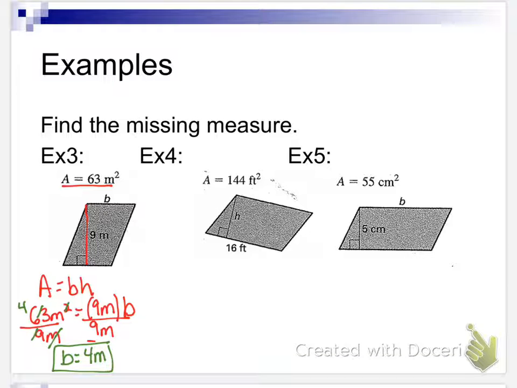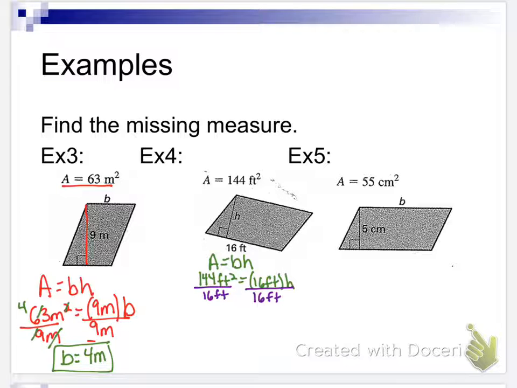Okay, our next one, we're missing the height. We have the base this time. So you're going to use that same formula. Area equals base times height. Area is 144 feet squared. Our base is 16 feet. And our height is h. We want to get that h isolated, so we're going to divide each side by 16 feet.